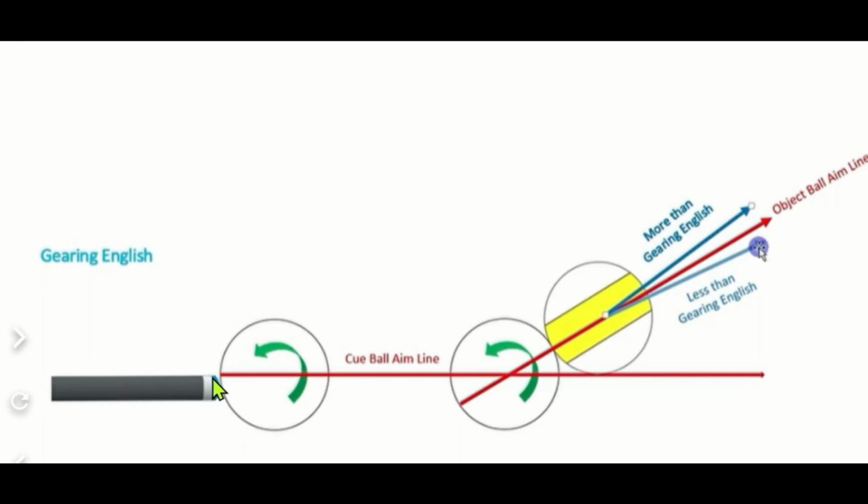So if you hit less than gearing English, you will have to compensate by aiming to the left side of gearing English. Effectively, on a 30-degree cut, you can put 20% outside English and have to aim left of the pocket, even though you're putting right English on because you're not past gearing English yet. That's of course all pertaining to this example. You have a 30-degree cut to the left, so your gearing English is 35-40% to the right.